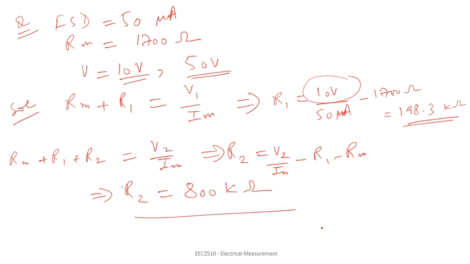In case of a DC ammeter, the shunt resistance has to be connected, which is the resistance connected in parallel with the moving coil, whereas in case of a voltmeter the resistance is to be connected in series with the coil, that is called multiplier resistance.